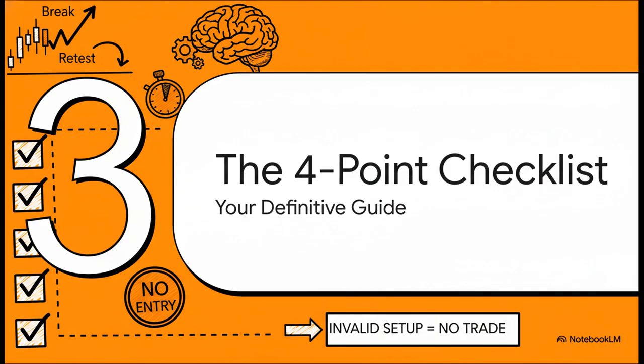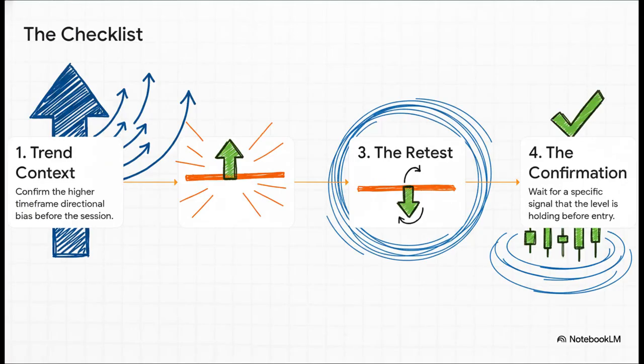And this is the tool that forces you to be the reactor. This is our 4-step, absolutely non-negotiable checklist. And when I say non-negotiable, I mean it. If even just one of these things isn't met, the setup is invalid. You don't take the trade, you just move on. It's as simple as that. So here they are, the 4 pillars: trend, break, retest, and confirmation.